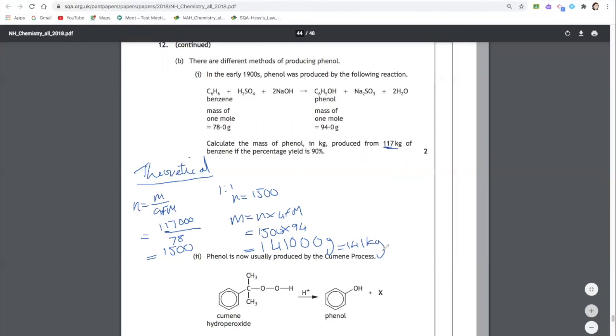So if we put that into kilograms, that would be 141 kilograms. So the percentage yield is only 90%, so we want to find 90% of our theoretical yield, which is 141 kilograms. So if you find 90% of that, that means you get 126.9 kilograms of phenol. Yeah, and we're finished.